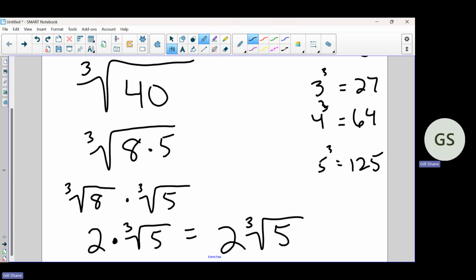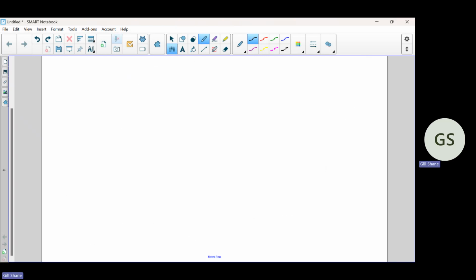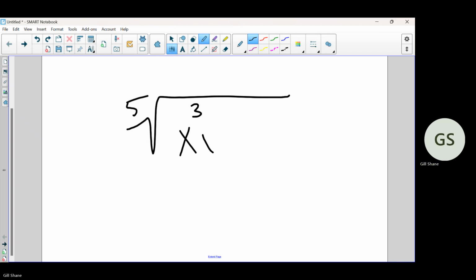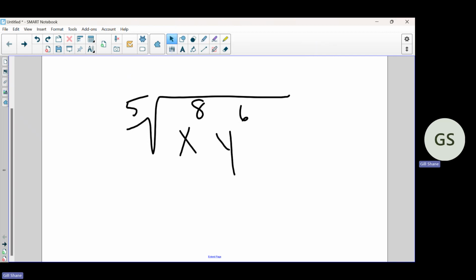I think there were several problems on there for those. Now, when we get into something that has variables underneath it. So we said, what if you have like the 5th root and you have x to the 3rd, x to the 8th, and then we have y to the 6th.